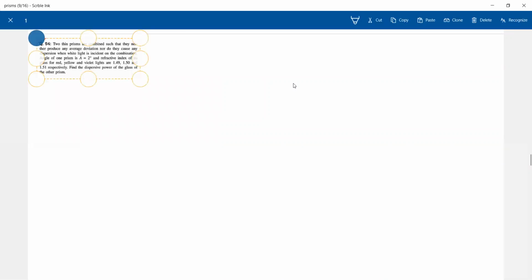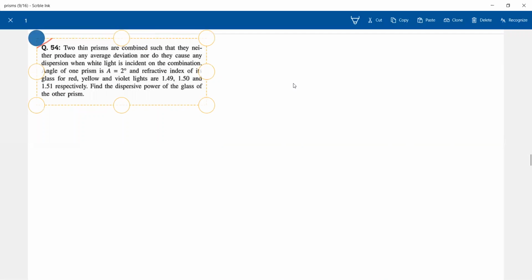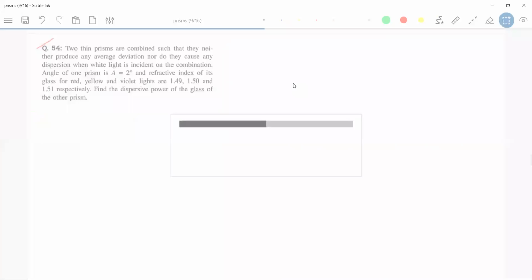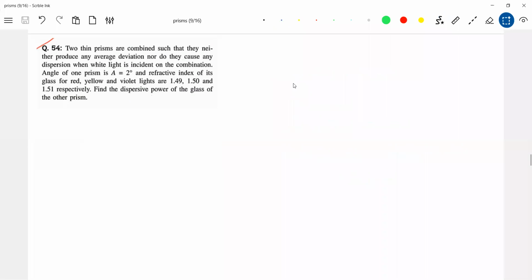And there's one good problem. Two thin prisms are combined such that they neither produce any average deviation nor do they cause any dispersion when white light is incident on the combination. Angle of one prism is 2 degrees and the refractive indices of glass for red, yellow are given. Find the dispersive power of the glass of the other prism.